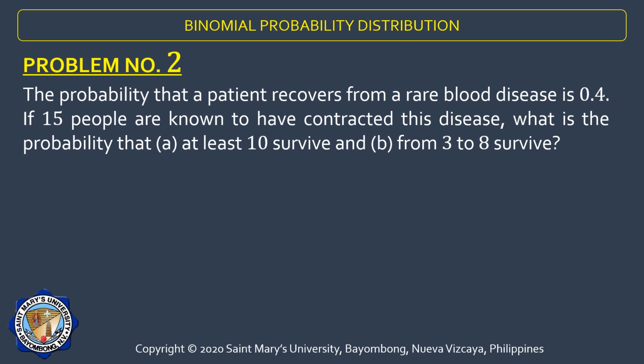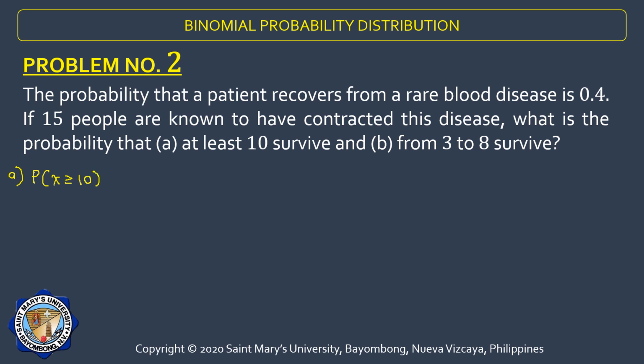Okay, problem number 2. The probability that a patient recovers from a rare blood disease is 0.4. 15 people are known to have contracted this disease. What is the probability that letter A, at least 10 survive, and letter B, from 3 to 8 survive? So, let us first solve letter A. Letter A is asking for the probability that at least 10 survive. It means that x is greater than or equal to 10.